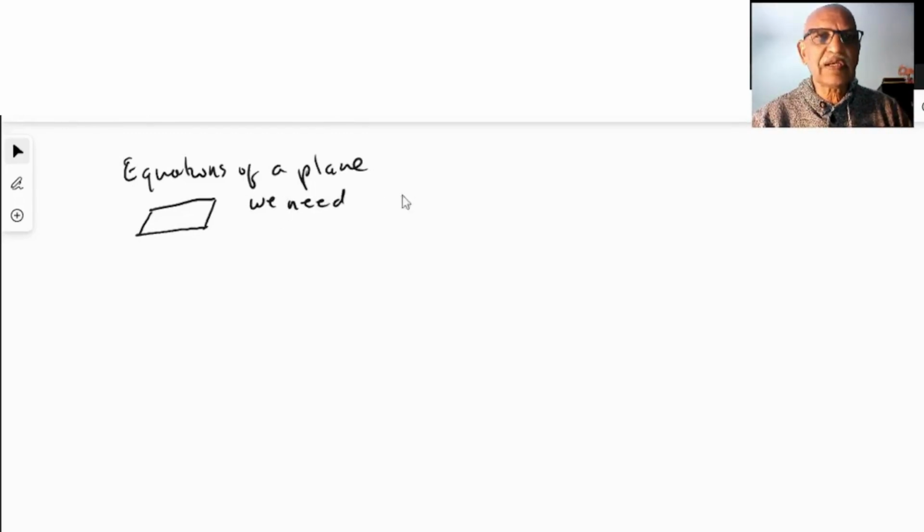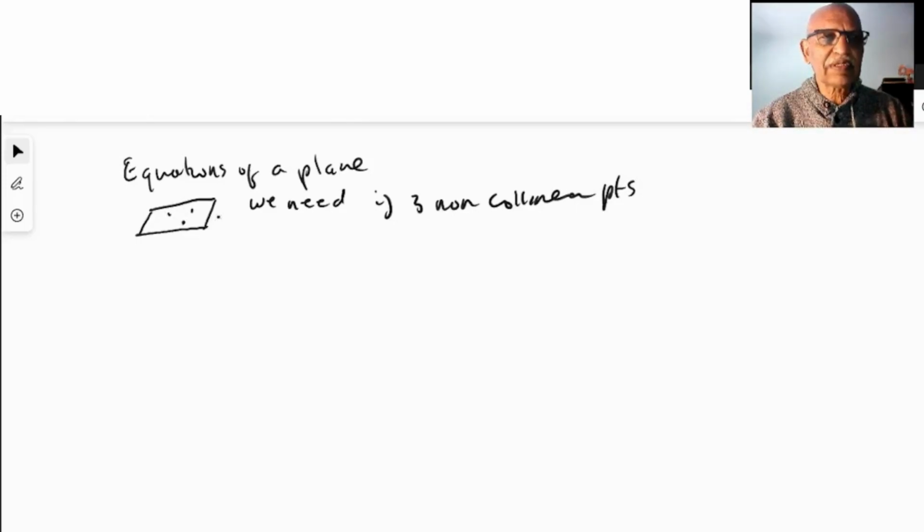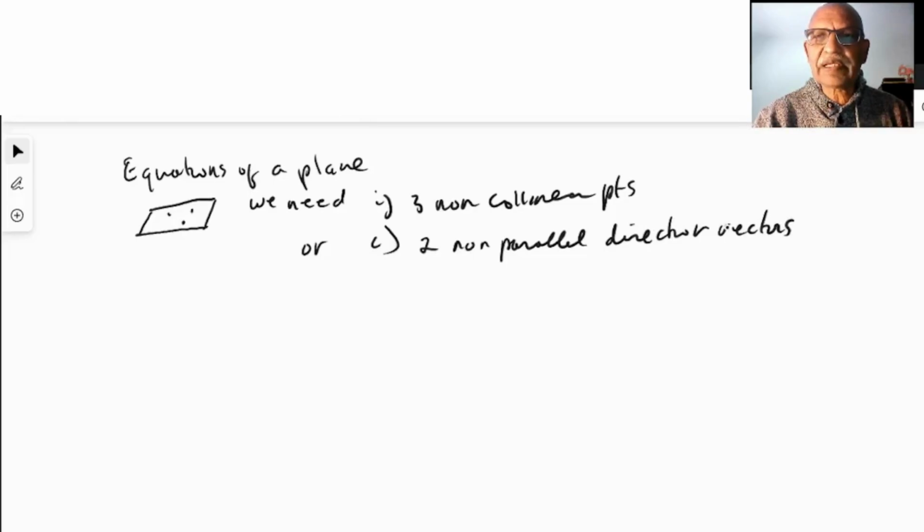We need three non-collinear points. Non-collinear points means they are not on the same line. These are non-collinear points. They are not on the same line. Or we need two non-parallel direction vectors. Non-parallel means they are not multiples of each other.